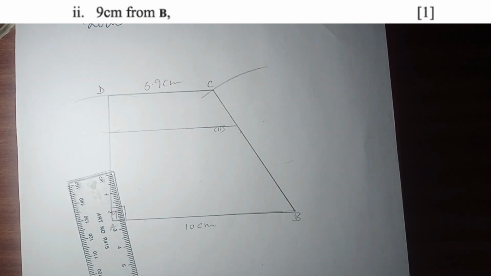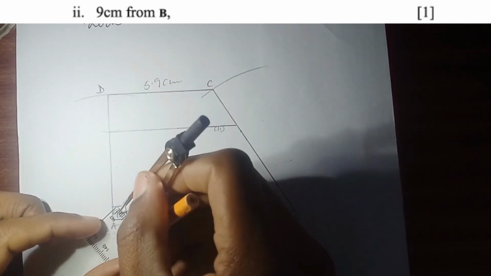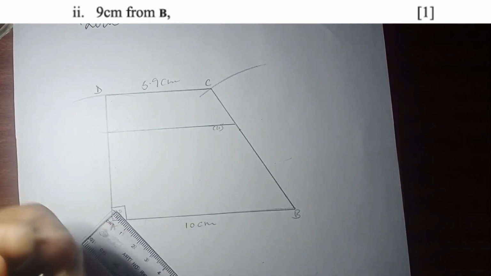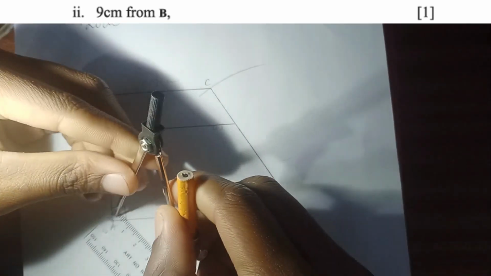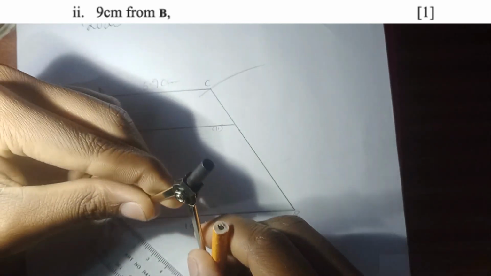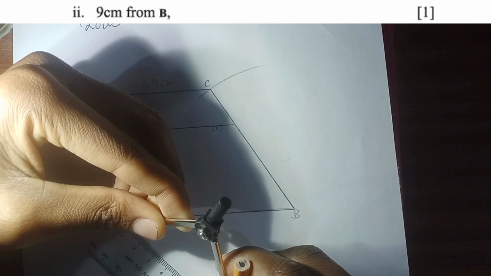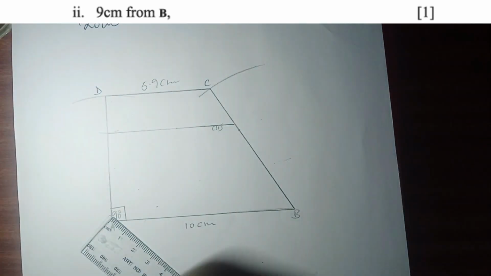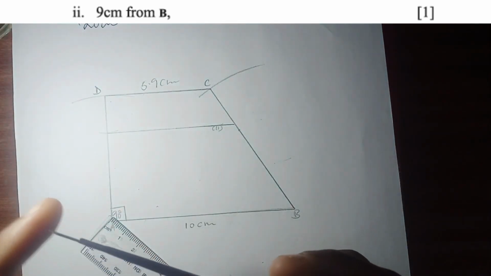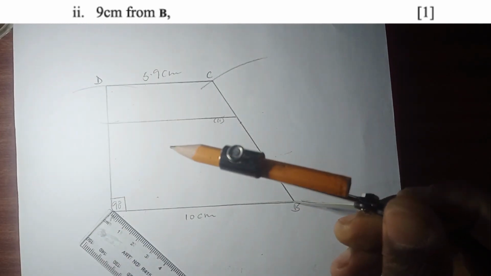9 centimeters from B. B is a point. And we know that in order to have the locus of points that are always the same distance from a single point, that should be the circumference of a circle. So that's what we are going to do. We're going to adjust like so. Then measure with a ruler 9 centimeters. Let me just adjust my handle there. 9 centimeters. Make sure that you take your time. Then you take this center point here at B. This is where my B is.